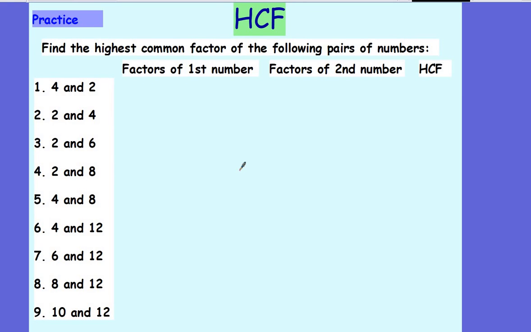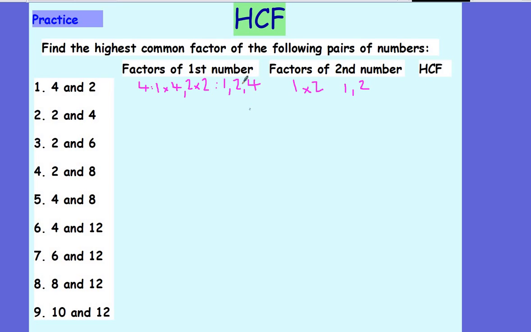Okay. In your light blue books or on rough paper, can you please have a go at these practice questions? I'll go through the first one just so you know what you're doing. So I need to find the highest common factor of 4 and 2. So the first thing I'm going to do is write down the factors of 4. So 4 can be made up of 1 times 4 or 2 times 2. So the factors here are 1, 2 and 4. And 2 can only be made up of 1 times 2. So the factors of 2 are 1 and 2.